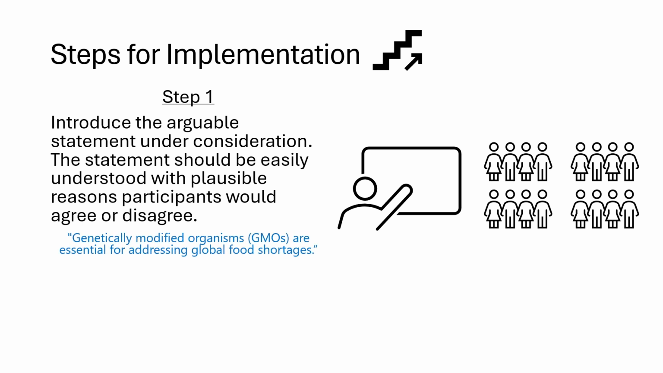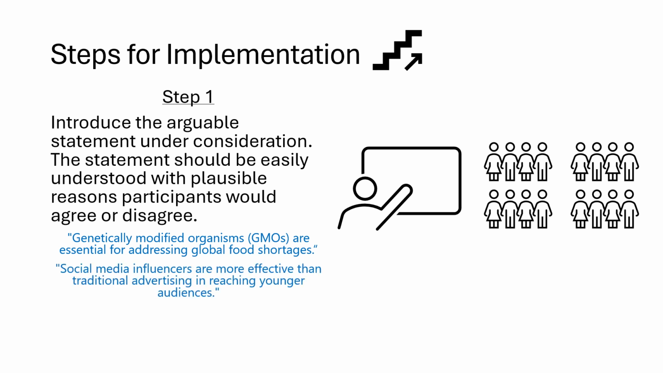In a biology class, you could use the statement, genetically modified organisms, or GMOs, are essential for addressing global food shortages. A marketing class could debate the statement, social media influencers are more effective than traditional advertising in reaching younger audiences. And an example from world history could be, the Industrial Revolution had a more positive impact on society than a negative one.